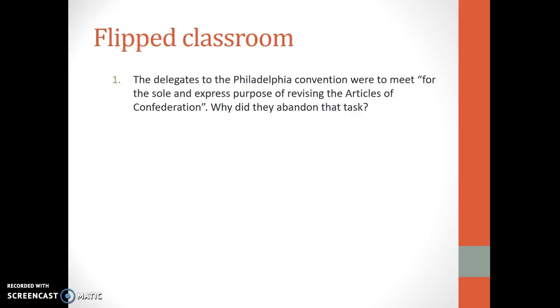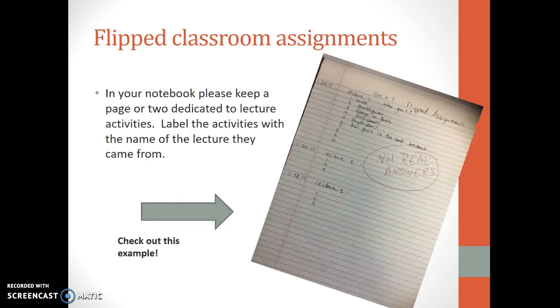First thing, the delegates of the Philadelphia Convention were supposed to meet for the sole and express purpose of revising the Articles of Confederation. Why did they abandon that task and just create a new constitution? That's question number one. Again, this is how your assignment should be organized. Feel free to pause this video at any point.